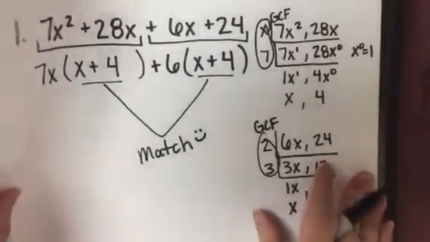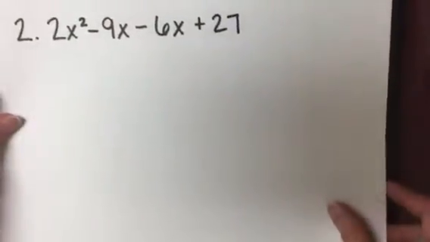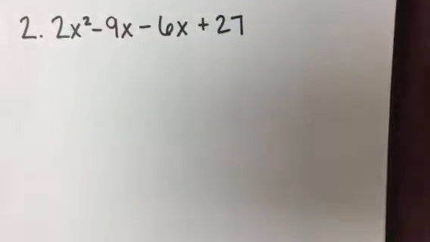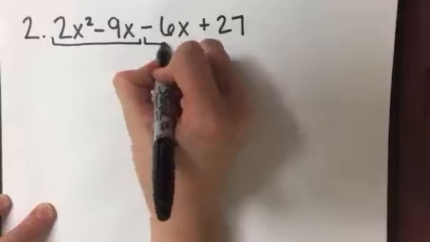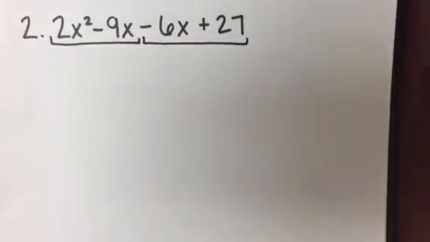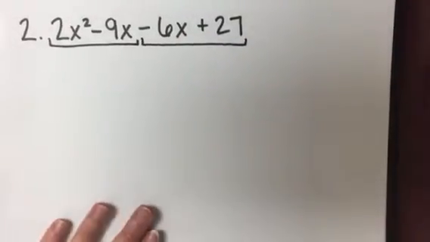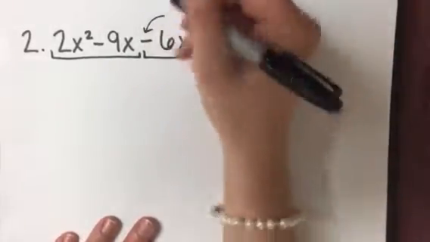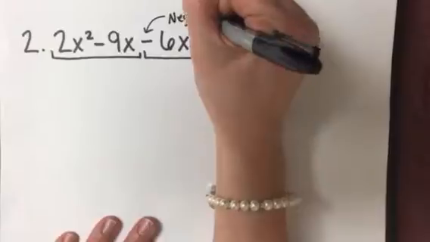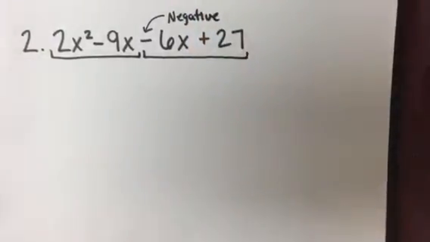Let's look at example 2. This is a special case for this problem. So let's go ahead and begin by grouping our first two terms and our last two terms. This one's a special situation because the first term in the second group is negative. Anytime your first term is negative, you must factor out that negative.